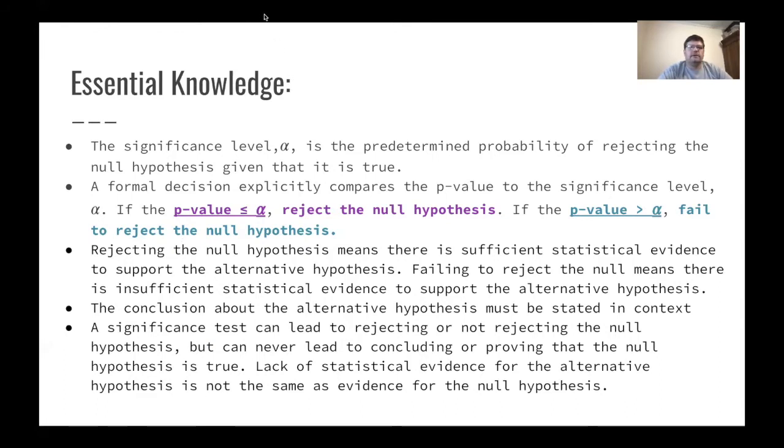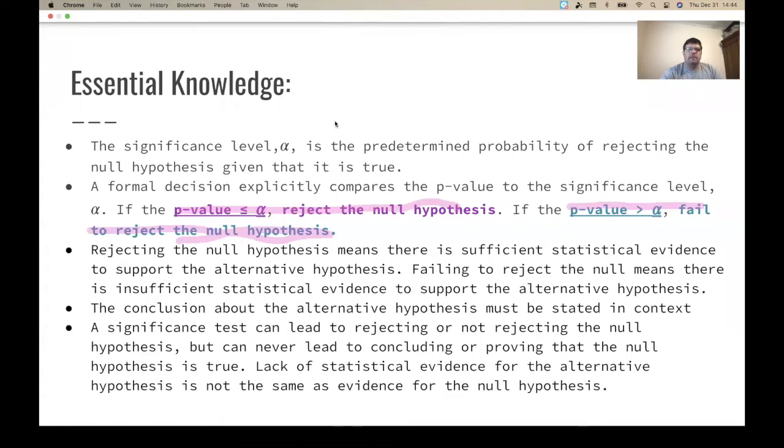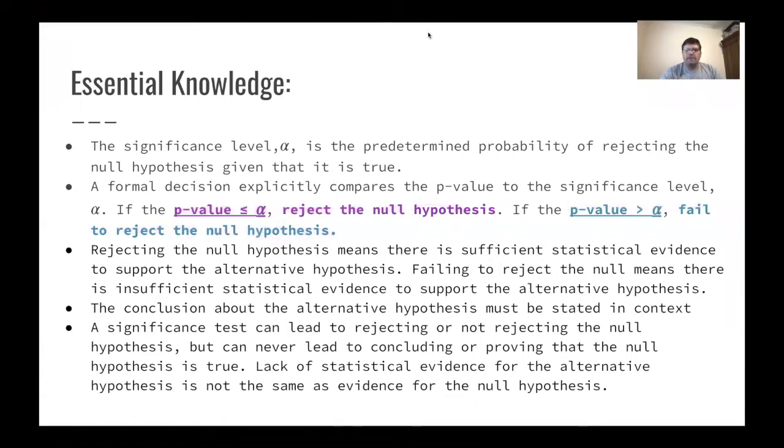This is so important right here. Fail to reject, that is a big deal. Rejecting the null hypothesis means there is evidence to support the alternative. Failing to reject the null means there's insufficient evidence to support the alternative. So when you fail to reject a null, you kind of just stop. You don't say anything. You haven't made a decision. When you reject the null, then you have evidence of the alternative. If you fail to reject the null, you kind of walk away.